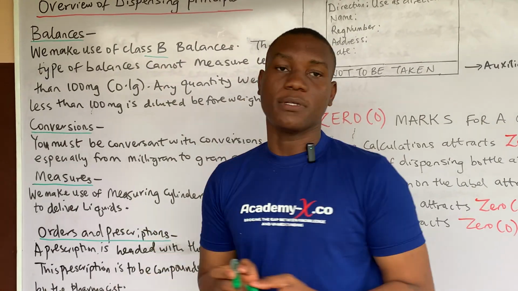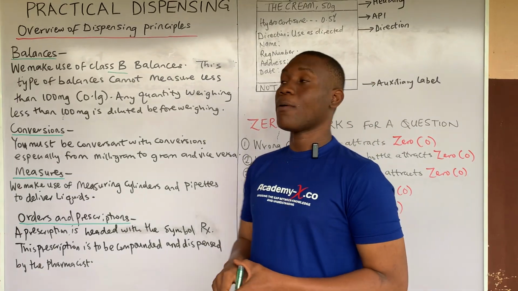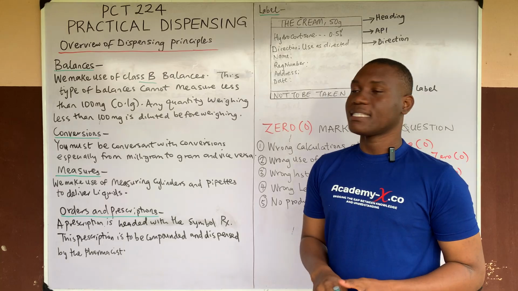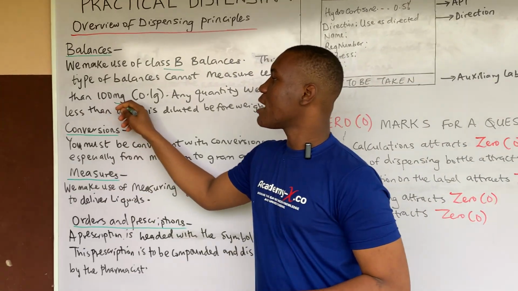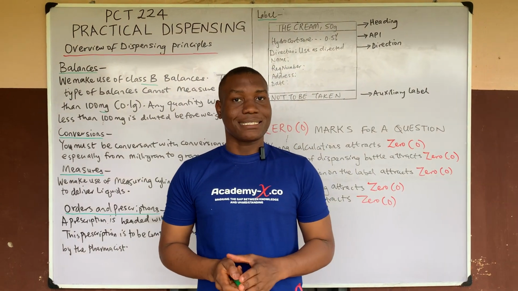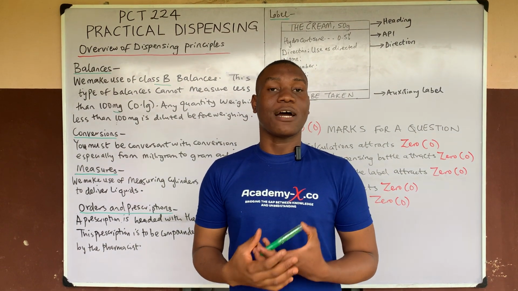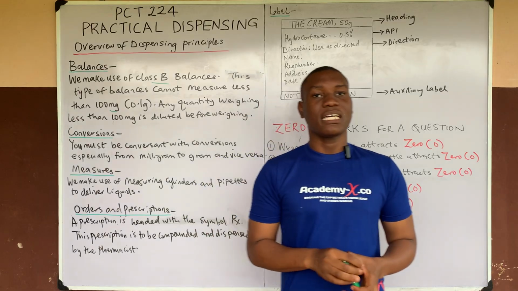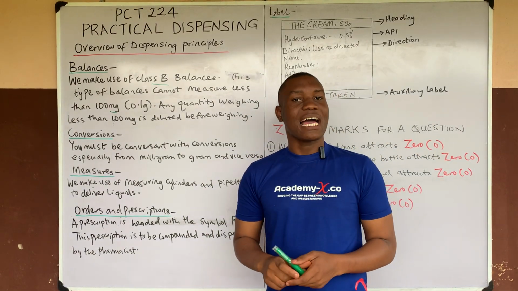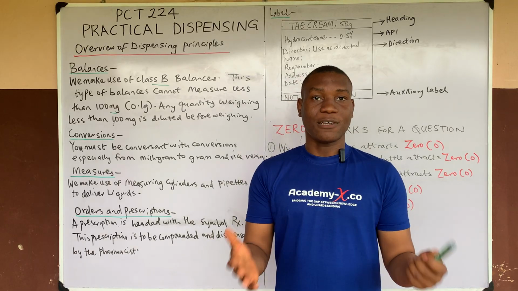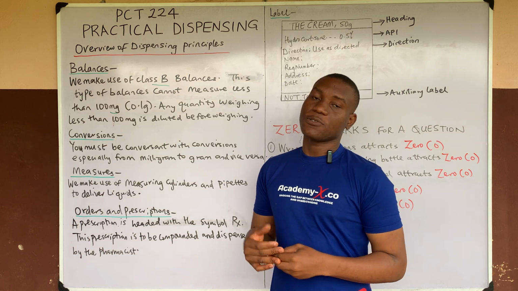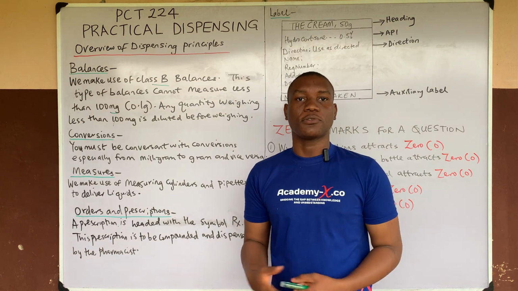We're going to look at how the class B manual balance looks. This type of balance cannot measure less than 100 milligram. So anything you are doing in dispensing and you get masses or weights less than 100 milligram, you are expected to dilute. That is the aliquot method. You're expected to do the aliquot method before weighing it out. So we're going to look at it when we start doing capsules production.